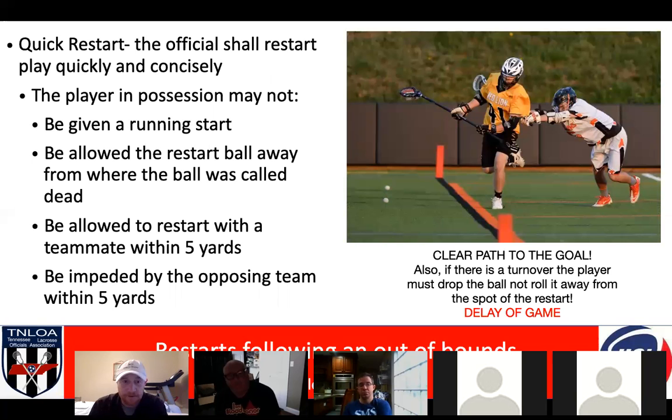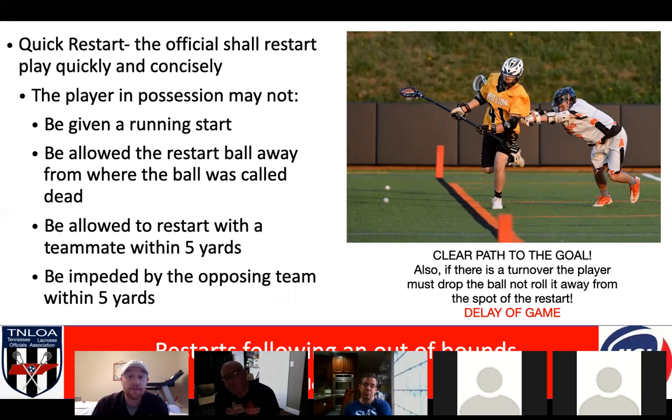Restarts following an out of bounds. We are using the quick restart, college mechanic. Now the quick restart is only for 12U and up. JV, middle school and down does not use the quick restart. Everyone must be outside of 5 yards.